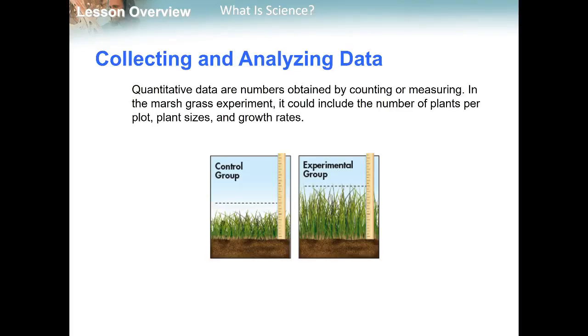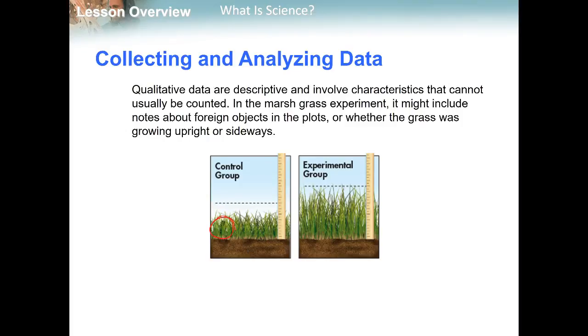So quantitative data that you're going to collect is going to be something that you are able to measure. So temperature, you're going to be able to count the number of bubbles. You're going to be able to tell the timing or the rate of the reaction. In our example here, it could be the number of plants per plot that we're looking at, or the plant sizes. And the growth rates, we can look at the time. If we went back every single day and measured, we could count the growth rate as that.